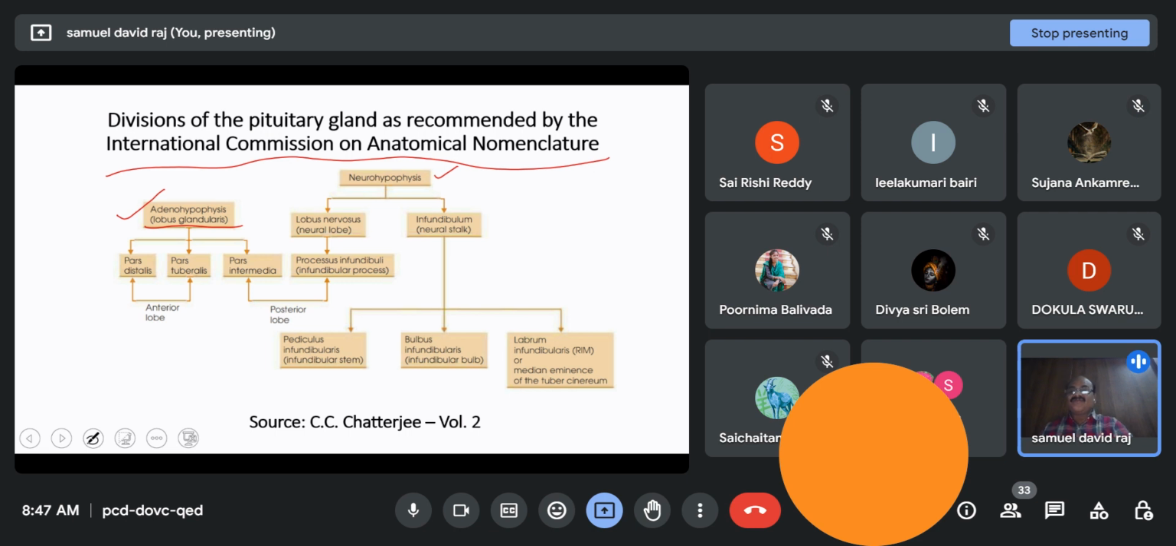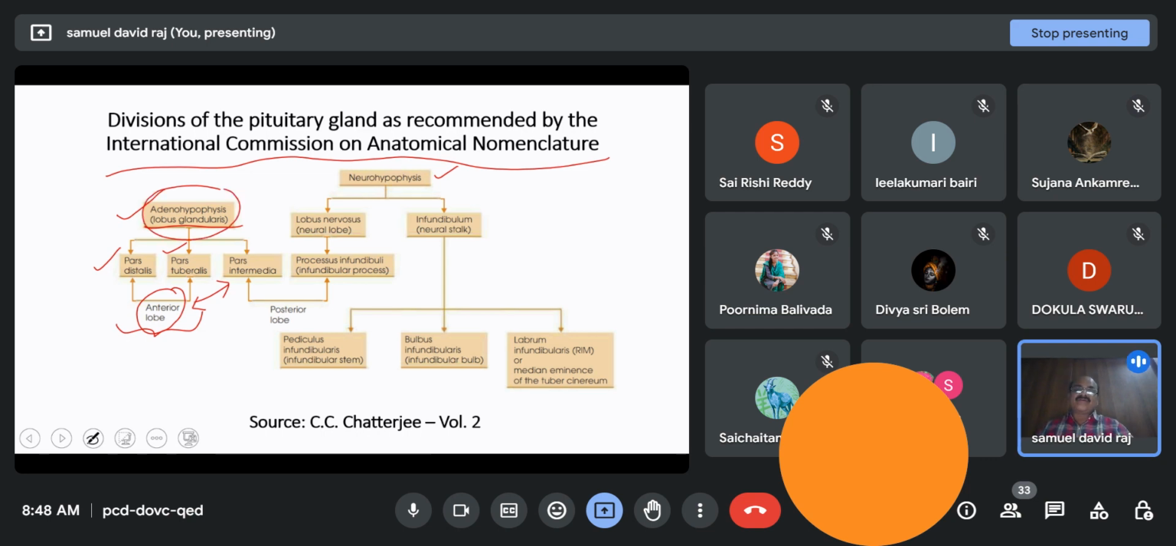It consists of pars distalis, also called pars anterior, and pars tuberalis. These two put together constitute the anterior lobe of the adenohypophysis. So this we call the anterior lobe. Along with pars intermedia, this makes up the adenohypophysis.